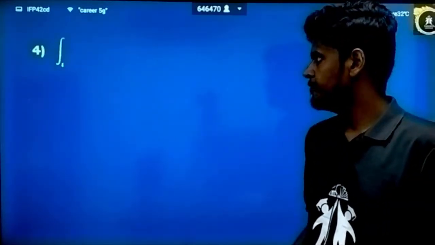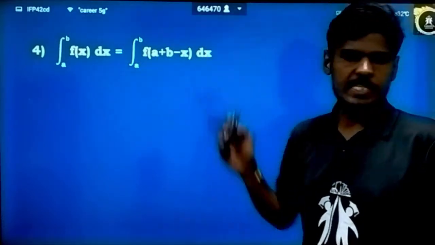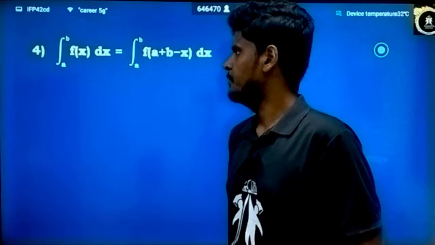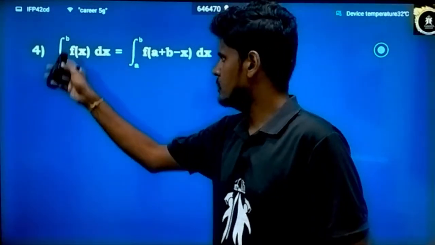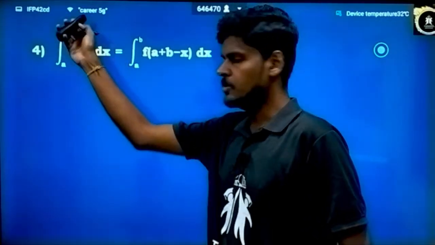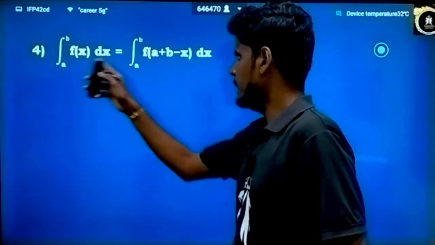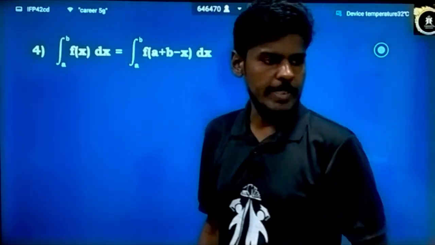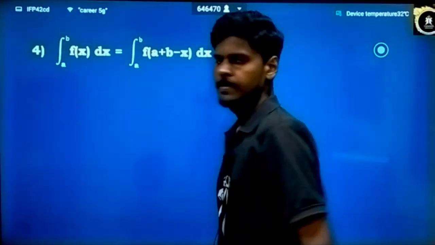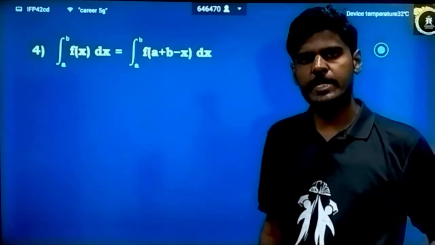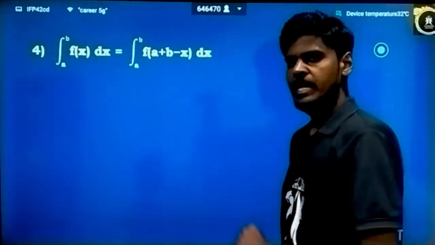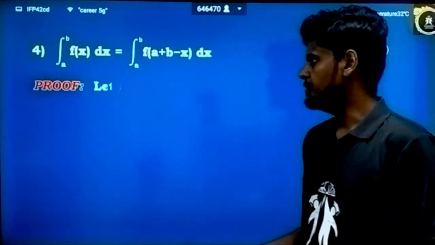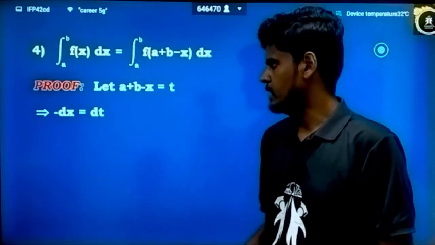Okay, next, the fourth property is the same as the third property. Here we have some other number instead of 0. In the third property we had 0 to a integral. Here we have a to b f of x dx. Again it is the same. What we are going to do is add these two limits, upper and lower limit, minus x. That is it. Proof is similar to the previous one. You can take this a plus b minus x as t and then substitute. We will get the same. So let's see the proof directly.